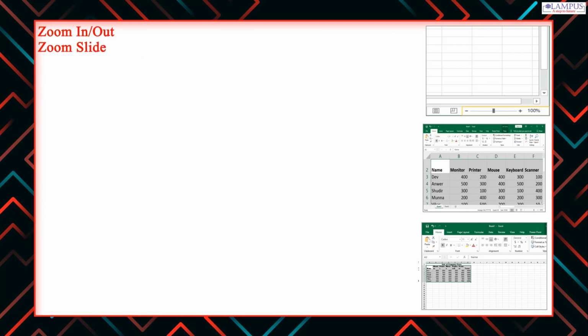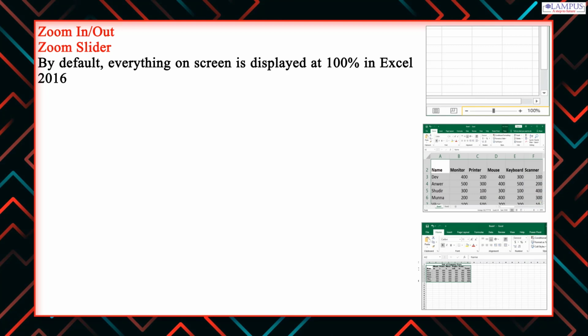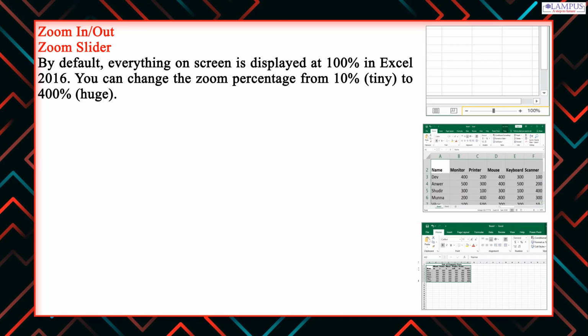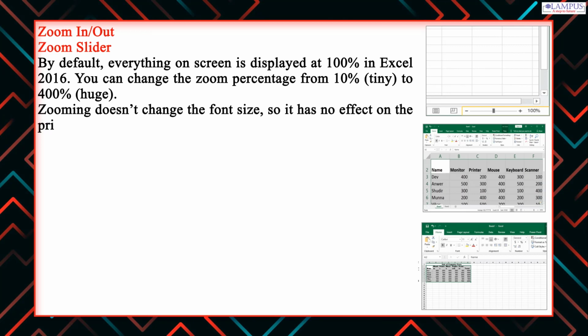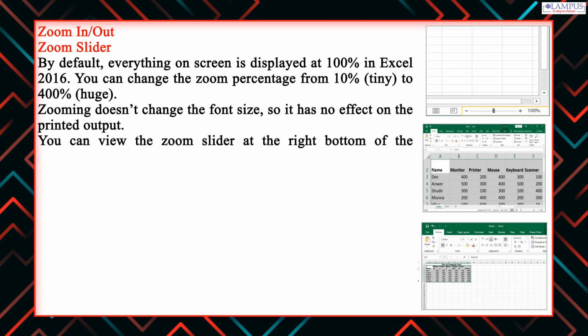Zoom in, out. Zoom slider. By default, everything on screen is displayed at 100% in Excel 2016. You can change the zoom percentage from 10%, tiny, to 400%, huge. Zooming doesn't change the font size, so it has no effect on the printed output. You can view the zoom slider at the right bottom of the workbook as shown here.